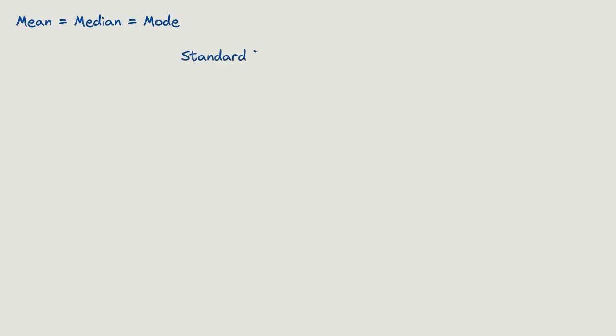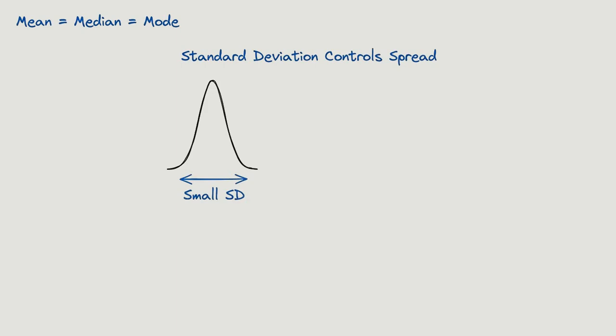The spread of the curve is controlled by something called the standard deviation. A small standard deviation makes the curve tall and narrow. A large one makes it wider and flatter.